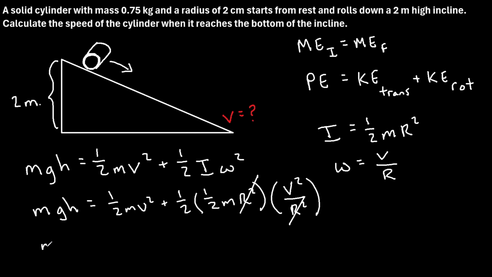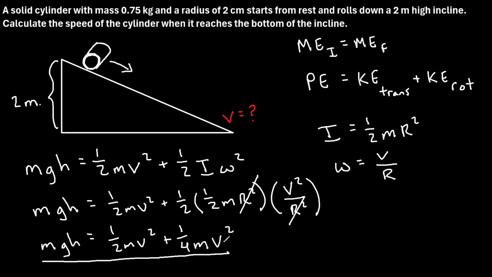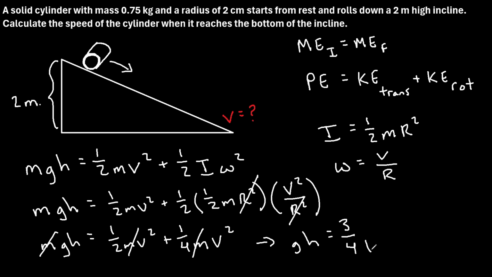And so this simplifies to mgh is equal to 1/2 mv squared plus, here we have 1/2 times 1/2, that's 1/4, times m times velocity squared. Once we get to this formula, we're trying to solve for v, the velocity. All of the terms have an m, the mass, so those will all cancel out. The mass of the object actually doesn't matter either. What we end up with is gh equal to 1/2 v squared plus 1/4 v squared. So 1/2 plus 1/4 is equal to 3/4, and then we have v squared.